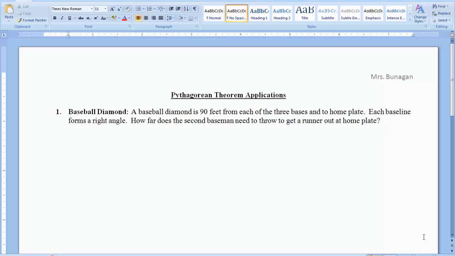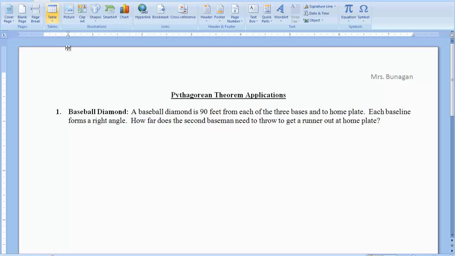A baseball diamond is 90 feet from each of the three bases and to home plate. Each baseline forms a right angle. How far does the second baseman need to throw to get a runner out at home plate? We're going to insert an equation.